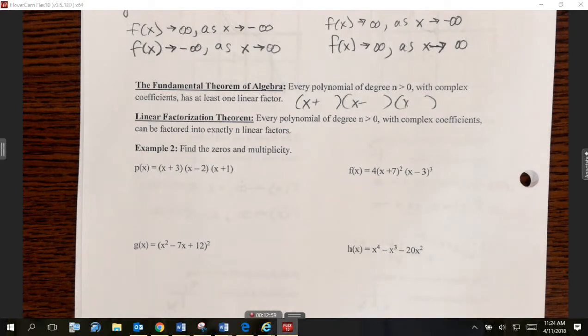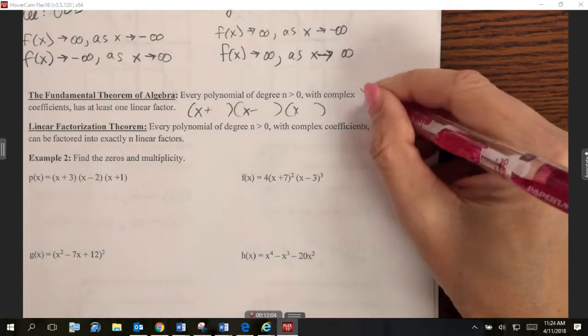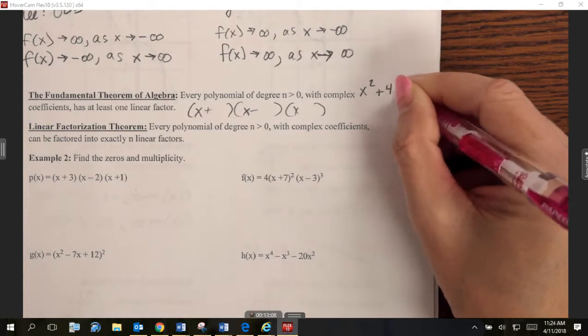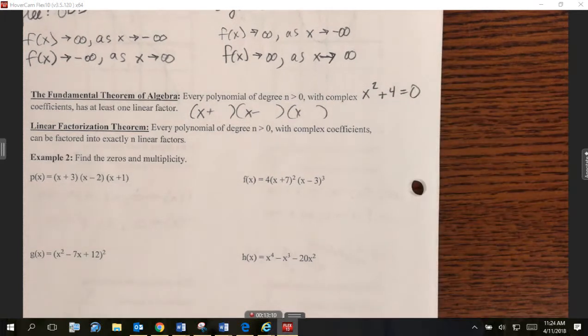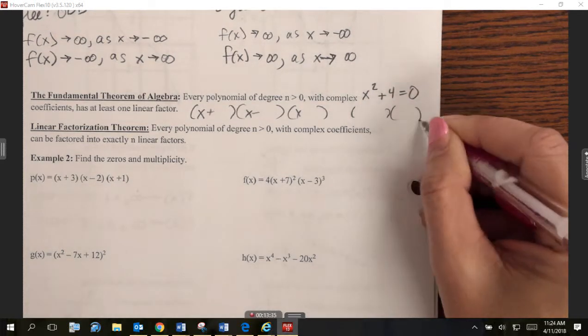But every single polynomial can be factored so that we have x to the first. Let me give you a polynomial example that you could try to factor, just off to the side here. x squared plus 4 equals 0. Can you help me factor that? What do you think? What is the degree? So how many factors should there be? 2. Each factor will have 1 power. So we know that there's going to be 2 factors.